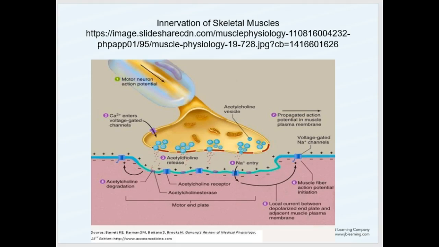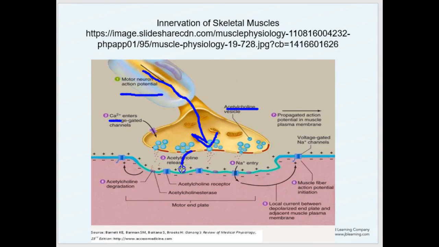Now, we went over the innervation of skeletal muscles in neurology, but just a quick review with the skeletal muscles. You're going to have that action potential come down the axon of the nerve going to the muscle. It'll release calcium at the end of that axon. The calcium releases acetylcholine. Acetylcholine is the neurotransmitter that we need in order to trigger a signal to a voluntary skeletal muscle.